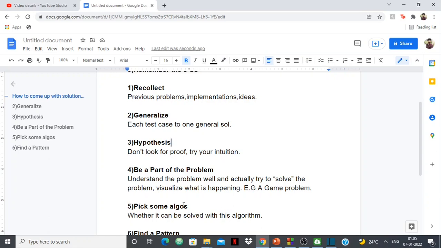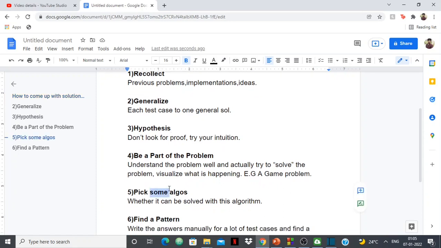So be a part of the problem, enter that frame of mind where you're in the zone of the problem, and then try to visualize and try to solve the problem from the problem's perspective. Okay, and this is very helpful for game problems where two people are playing a game and both of them are playing to win. So when you actually become part of the problem, that will really help you in finding out the solution. So the next one is pick some algos.